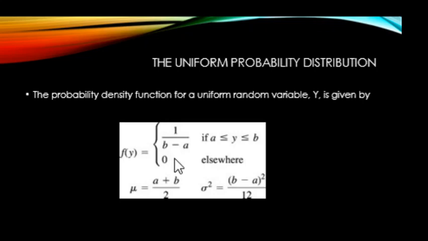So basically, f of y for this function is 1 divided by b minus a between a and b, and it's 0 elsewhere. The mean is a plus b divided by 2, and sigma square, or variance, is b minus a squared divided by 12. This can be calculated using the expected value and sigma square formulas that we saw earlier, but we will use these directly here once we know that we have a uniform distribution.